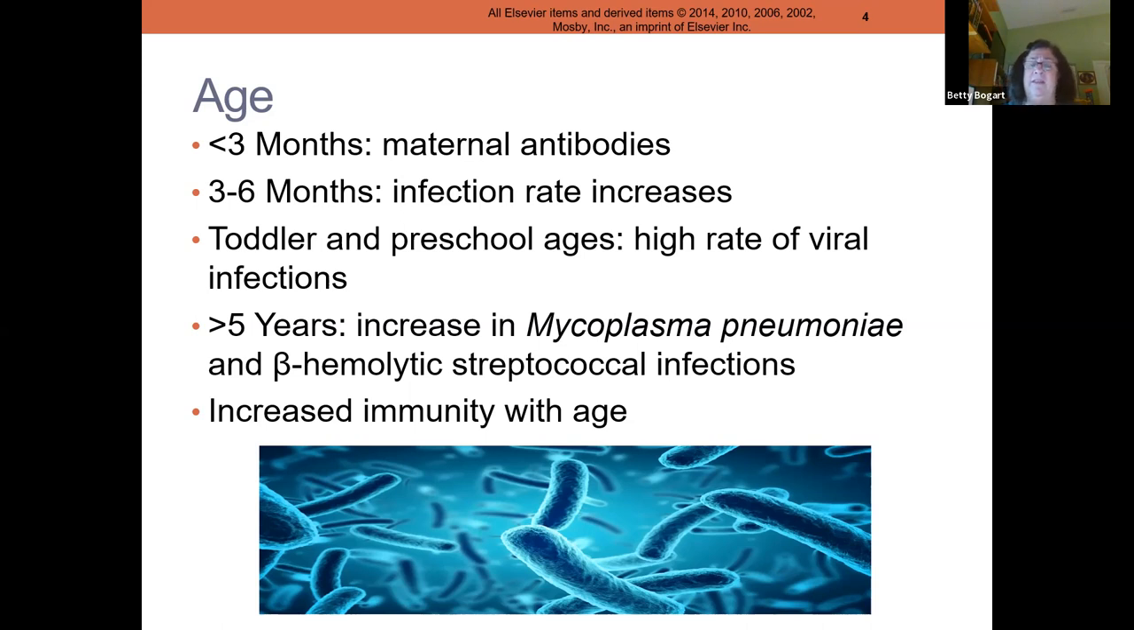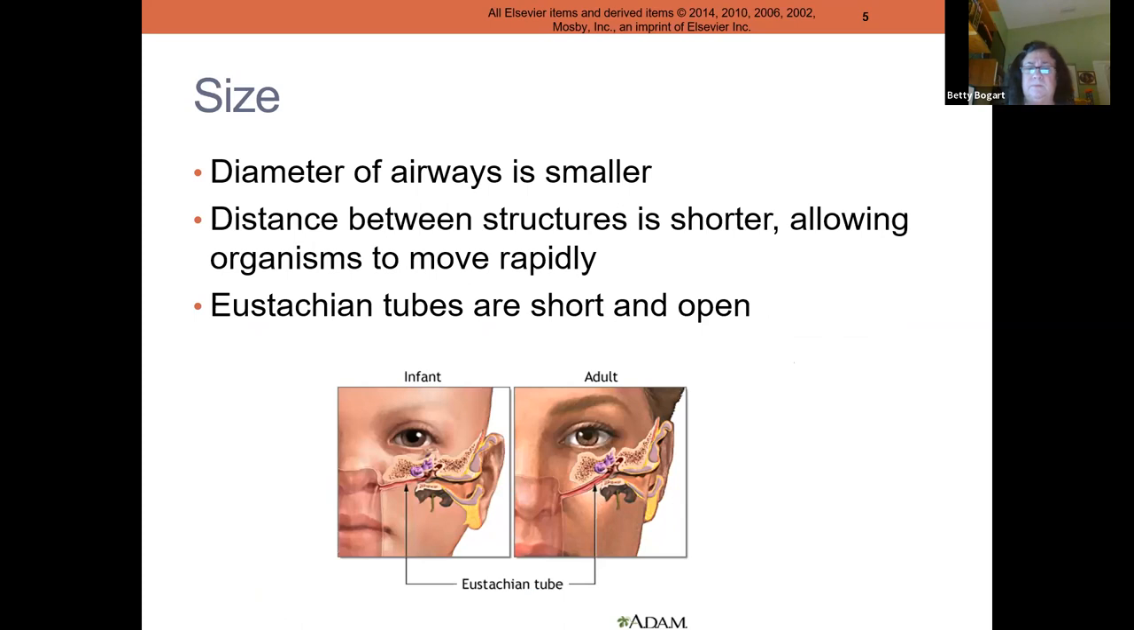By the time they're in school, this is when you start getting more of the bacterial infections, your mycoplasma or your strep. It's usually not your virals anymore, because your body has built up the immune system to it. And we know as we get sick and we build up our immune system, we're going to have a better immune system as we get older.